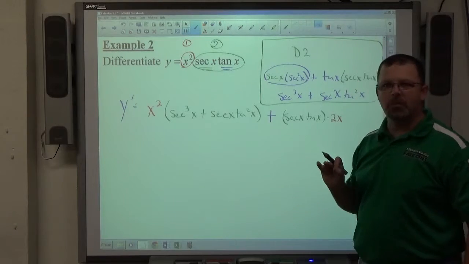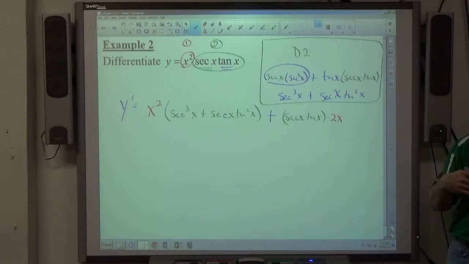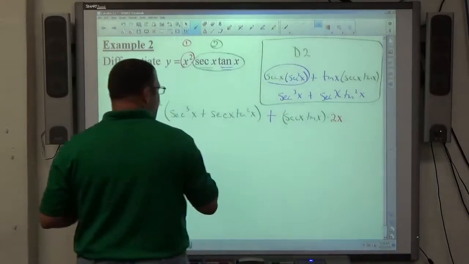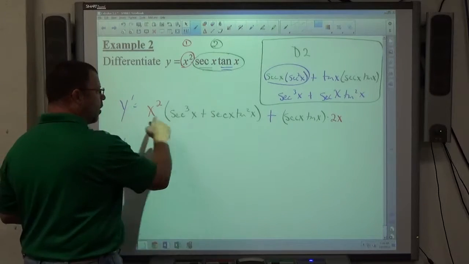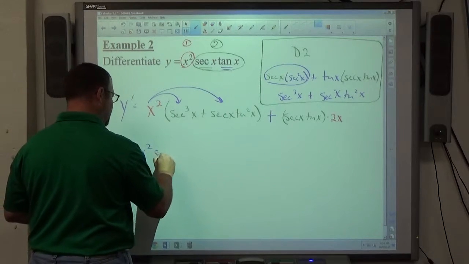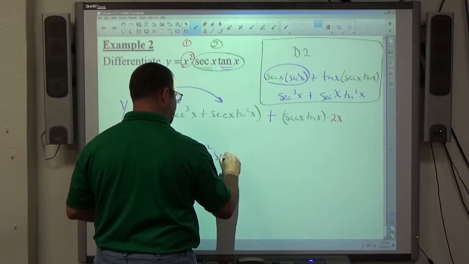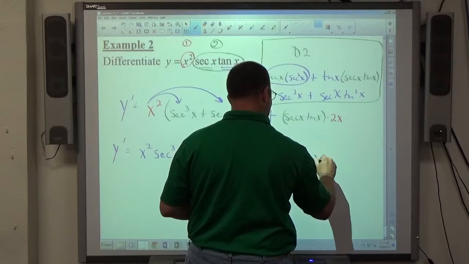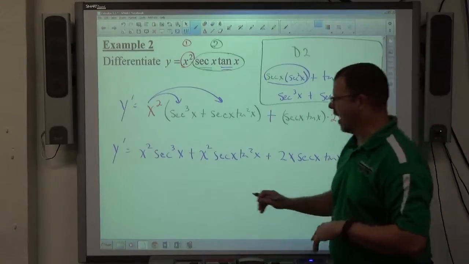Sometimes with trigonometry, based on trigonometric identity simplification, you might have 2 answers that are the same but look different. They'd be equivalent. In this case, I think they would be exactly the same. I'm not going to try it out though. So y prime equals x squared times this sum, so I'm going to get x squared secant cubed of x plus x squared secant of x tangent squared x plus 2x secant of x tangent of x. No like terms, can't make it any prettier than that, so that is the answer.